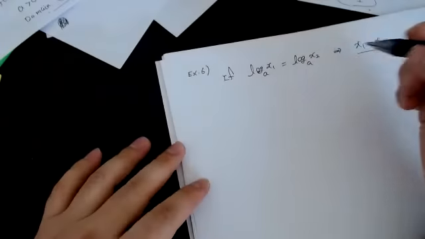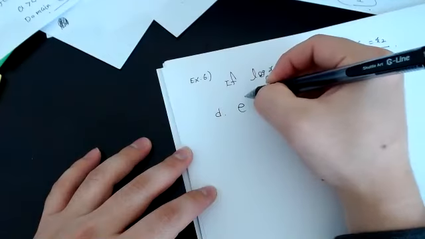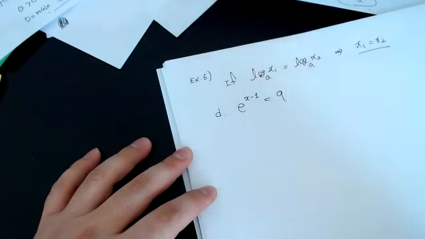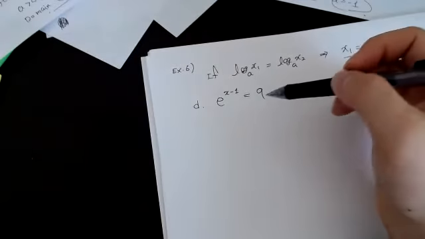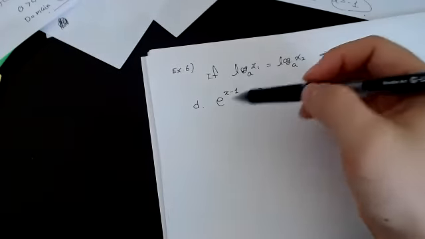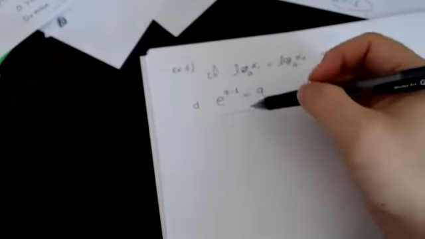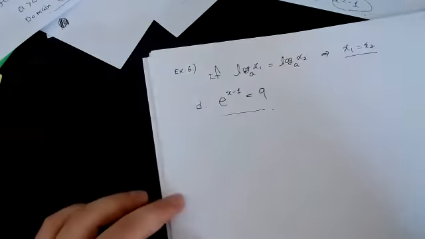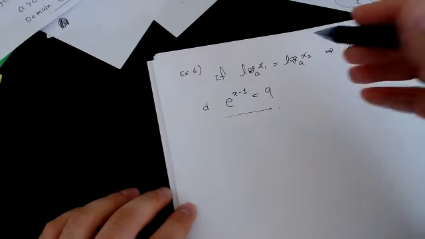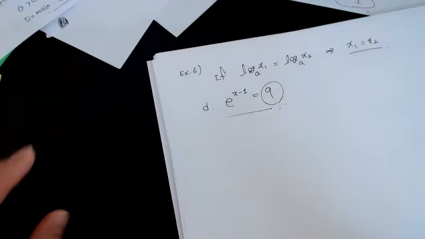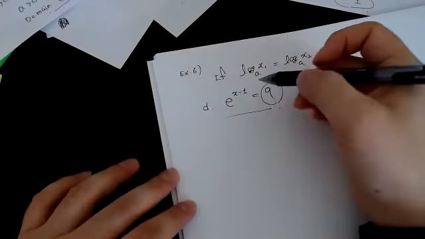Okay, so let's see problem D. e to the x minus 1 is equal to 9. You may try to apply the one-to-one property of the exponential because there is no log expression involved in this equation, but actually we cannot use it because on the right-hand side there is no way to express 9 as e to the something. So then we're going to use a log.